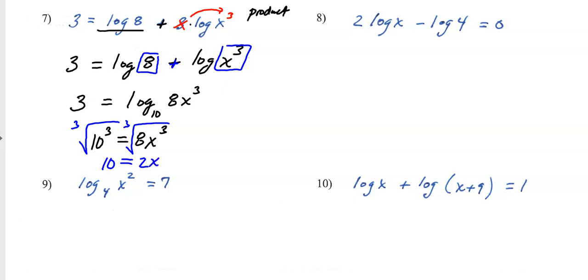So 10 equals 2x, divide. Looks like x equals 5. And you could try that in your calculator. You could substitute 5 in that original equation for x and see what shakes out.